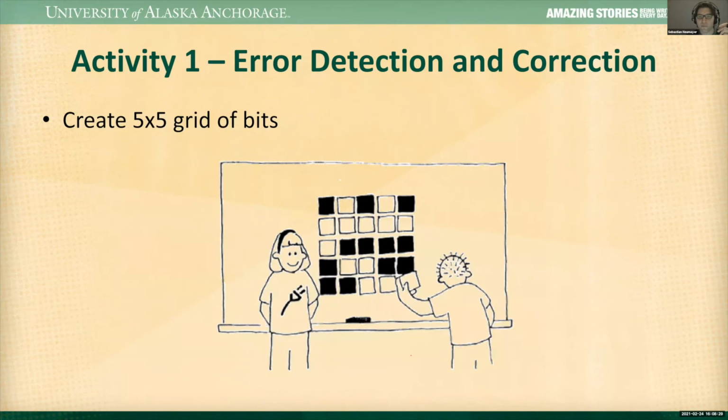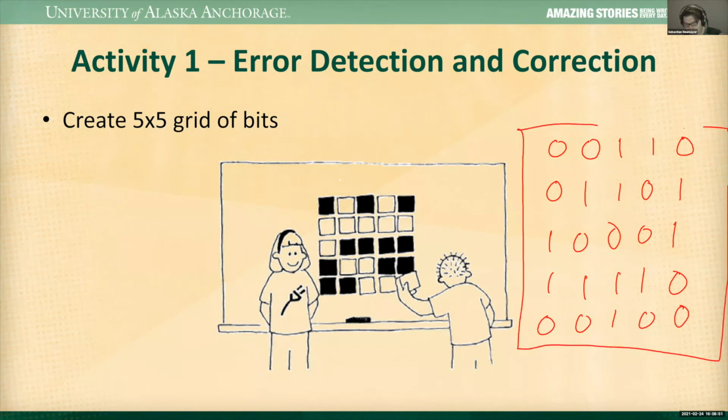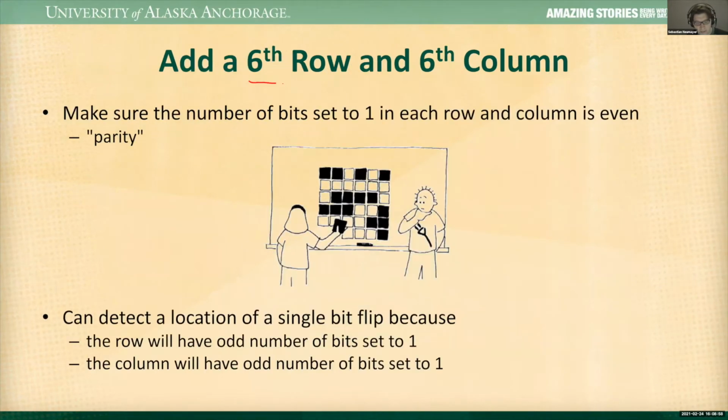So consider a grid of 5 by 5 bits. I'm just going to create an array of 5 by 5 bits here: 0, 1, 1, 1, 0, 1, 1. So this is just 25 ones and zeros. Like this. And this is what we want to send. The way we send this securely is by adding a 6th row and a 6th column.